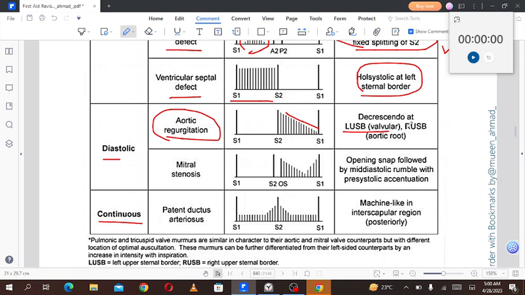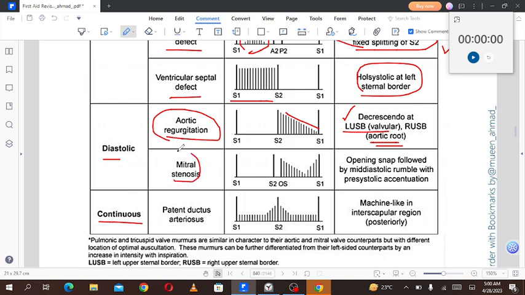Is it the left upper sternal border? It must be the right upper sternal border. It is aortic regurgitation. Right upper sternal border. Okay, I'm sorry. The valvular variety is heard best at the left upper sternal border, while the right upper sternal border shows the aortic root dilation type of aortic regurgitation. If it is because of aortic root dilation, then that murmur is best heard at the right upper sternal border. But if it is because of valvular pathology, it is heard at the A2 area on the left upper sternal border.